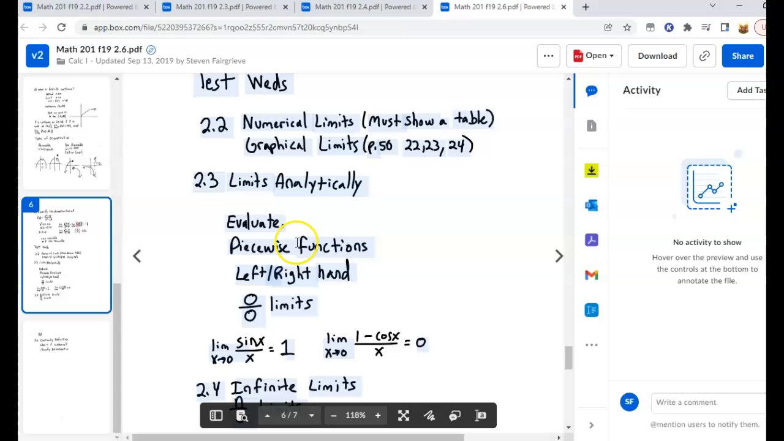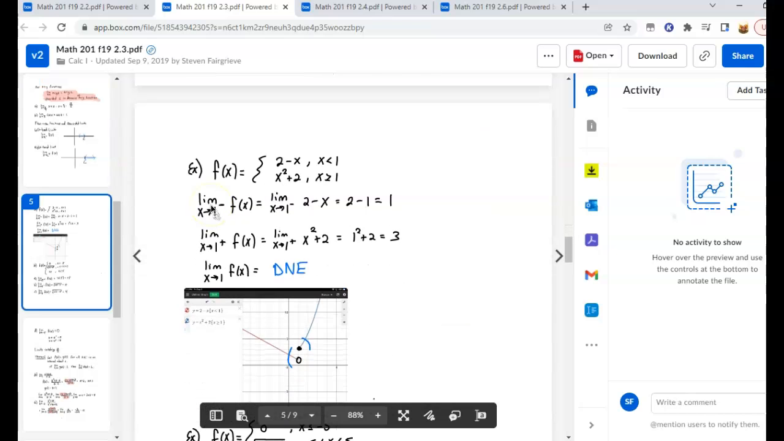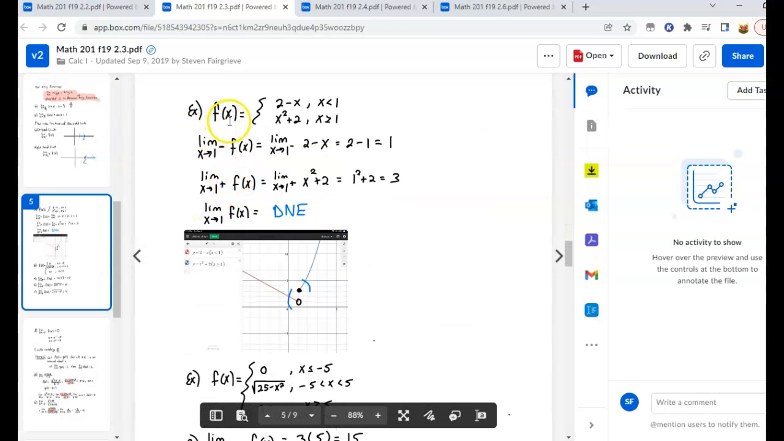Also, remember we talked about piecewise functions. A really good example here from the notes is this function here, 2 minus x, x squared plus 2. Left-hand limit is approaching 1. On the graph we can see it down here as well. Right-hand limit, we're approaching 3. And so the overall limit then doesn't exist. It doesn't settle into a single value.